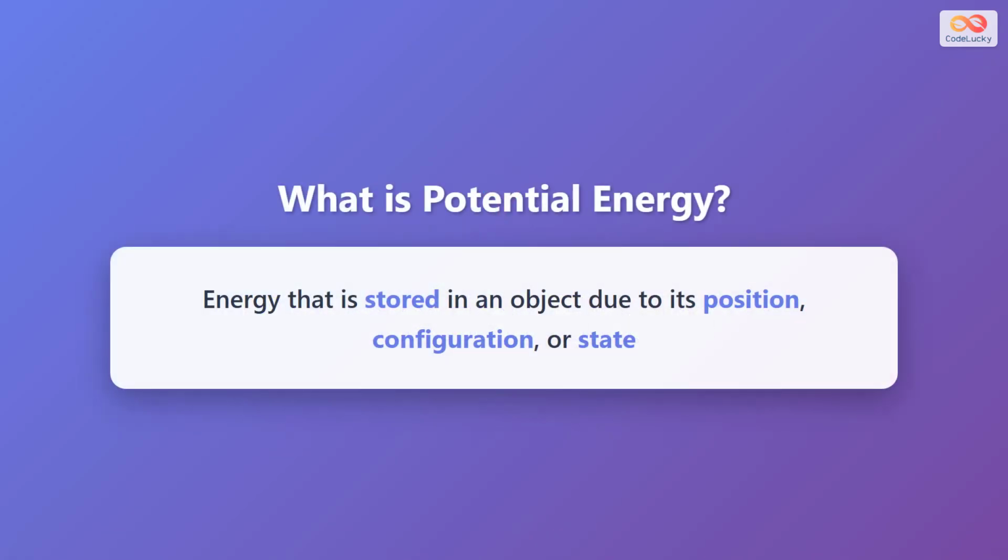Potential energy is defined as energy that is stored in an object due to its position, configuration, or state. The word potential here means that this energy has the ability to be released and converted into other forms of energy, particularly kinetic energy. Think of it as energy waiting to be used, held in reserve by virtue of where something is or how it's arranged.